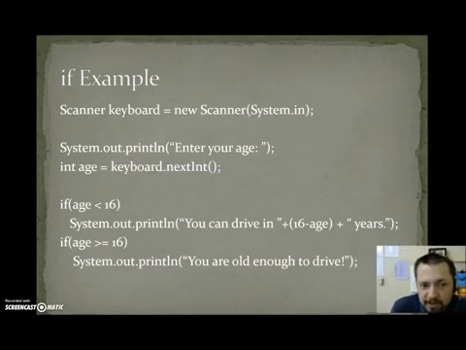So we do not do the next line of code. Assuming the program was run again and the user entered 32, we would say age less than 16. 32 less than 16? No. So we would not tell them a statement about how long it will be till they can drive. But when we get to our next if, 32 greater than 16, 32 is bigger than 16, so we get a true statement, and it would say you are old enough to drive.